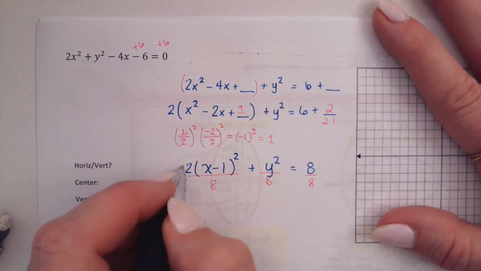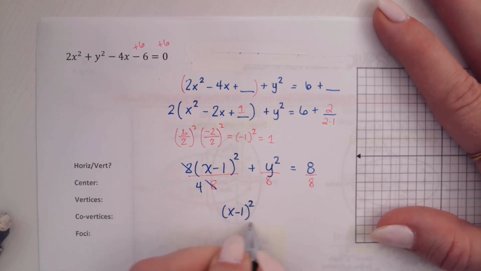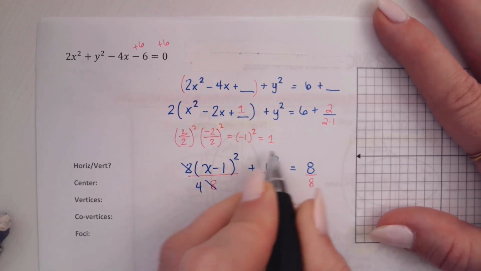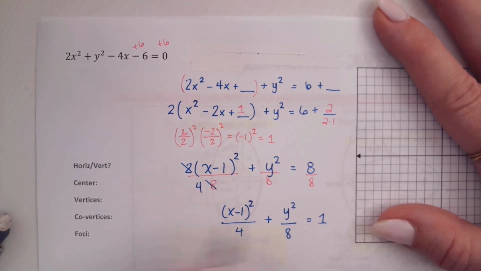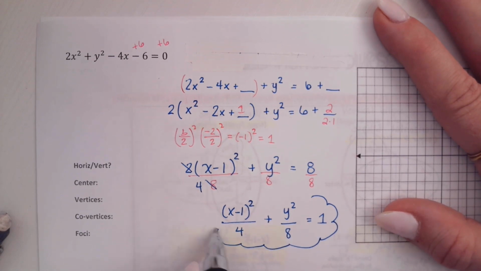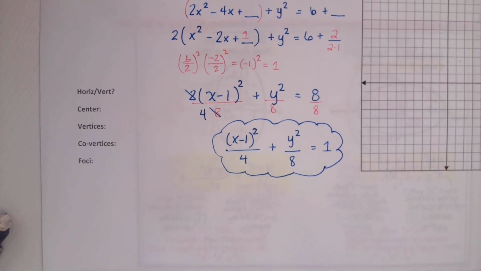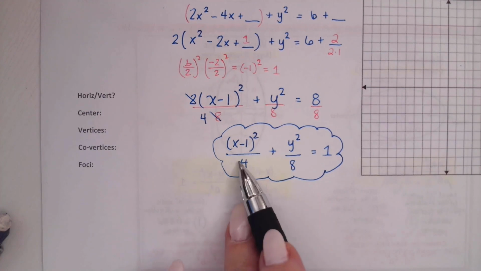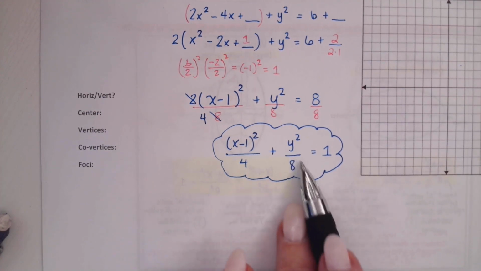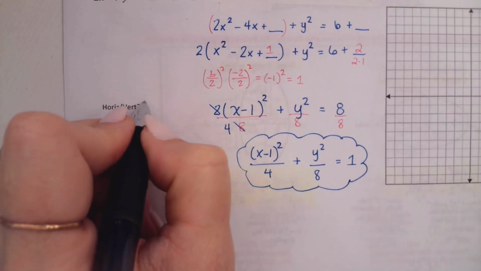So this first fraction will simplify. So we'll get x minus 1 squared over 4, plus the second one does not simplify, it's just y squared over 8 equals 1. There is our beautiful standard form that we're going to find all of our information from. Remember, to figure out whether it's horizontal or vertical, we're looking at those two denominators. The larger denominator is underneath the y variable, so it's going to be longer in the y direction, making it a vertical ellipse.